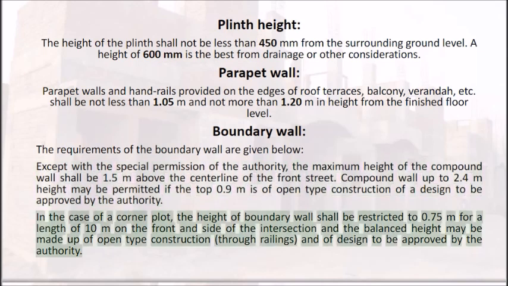In the case of a corner plot, the height of the boundary wall shall be restricted to 0.75 m for a length of 10 m on the front and side of the intersection, and the balance height may be made up of open type construction, through railings, and of a design to be approved by the authority.